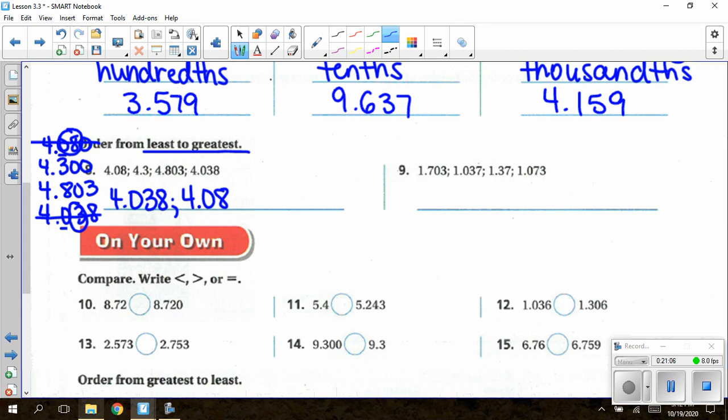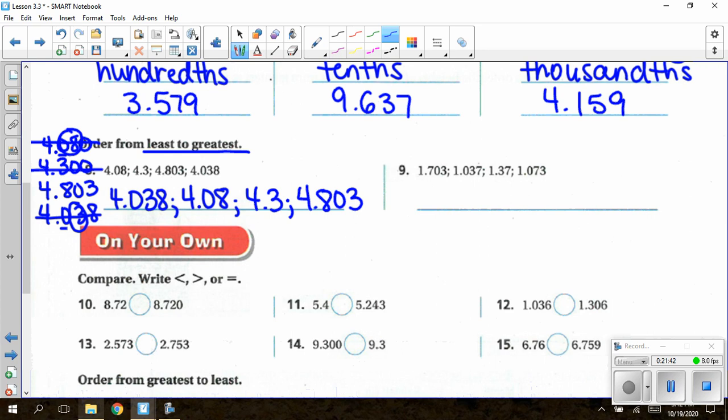Going back to the tenths digits, because the two remaining numbers have different digits in the tenths place, I now have to find the smallest digit in the tenths place, and we know that that would be the 3. And looking back at the original number, it was 4 and 3/10. So that's all I'm going to write. I'm not going to write that 4 and 300 thousandths. And crossing that one out, I do see that there is only one left, which would be my 4 and 803 thousandths.